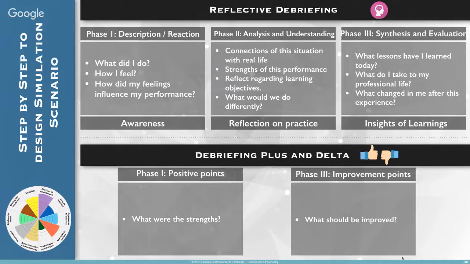Each one of these 3 phases is going to propose different questions, because the objective of each phase is different. In the first phase, description and reaction, the objective is to promote awareness about what happened, what I did, and about the feelings experienced here. In the second phase, we are going to promote the reflection about the practice. And in the last phase, we are going to promote the insights of learning.